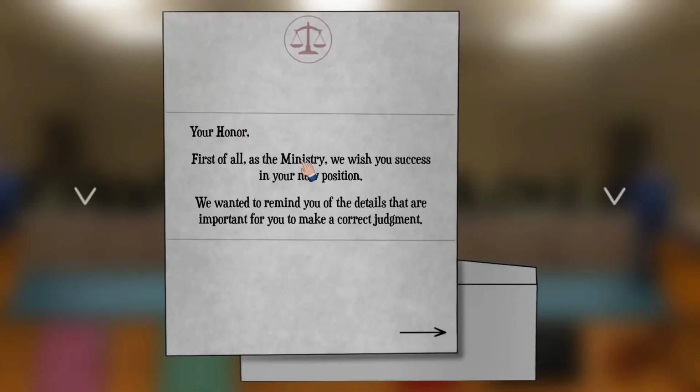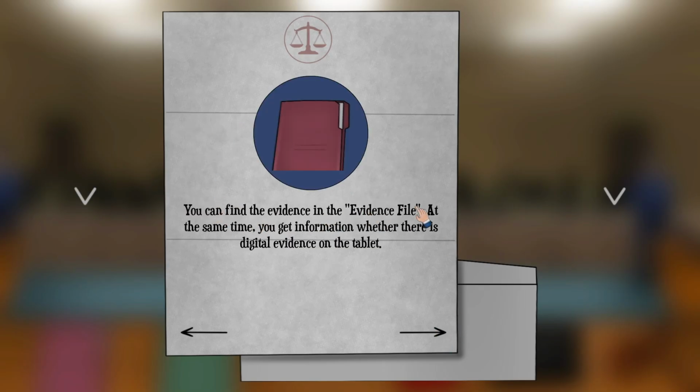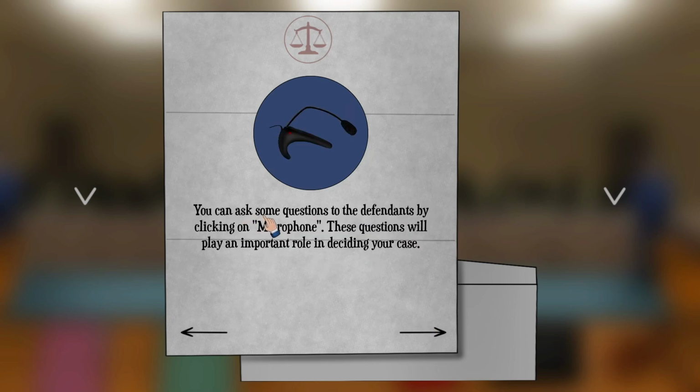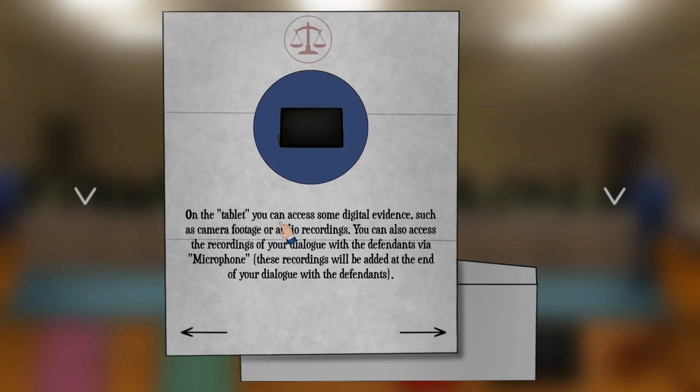Your Honor, first of all, as the Ministry, we wish you success in your new position. We wanted to remind you of the details that are important for you to make a correct judgment. You can find the evidence in the evidence file. At the same time, you get information whether there is digital evidence on the tablet. The case file includes the content of the case and the information of the defendants. You can ask some questions to the defendants by clicking on microphone. These questions will play an important role in deciding your case. On the tablet, you can access some digital evidence such as camera footage or audio recordings. You can also access the recordings of your dialogue with the defendants via microphone. These recordings will be added at the end of your dialogue with the defendants.